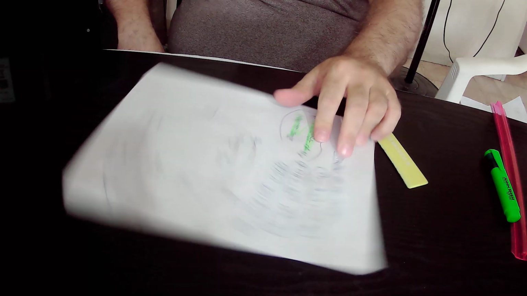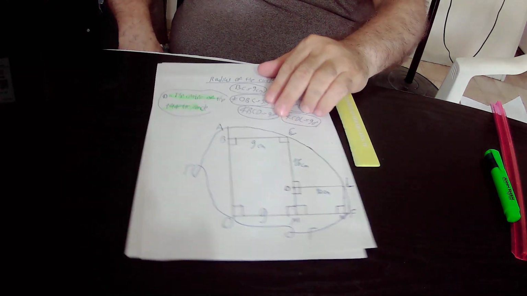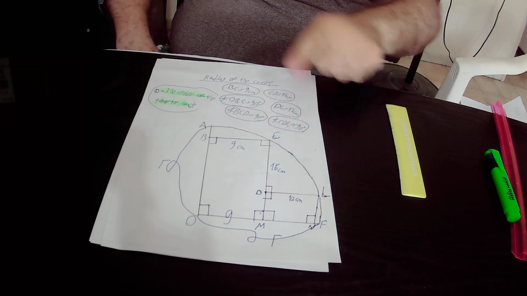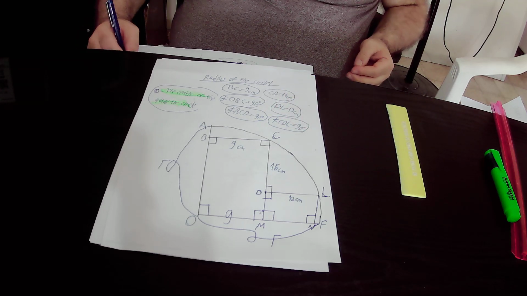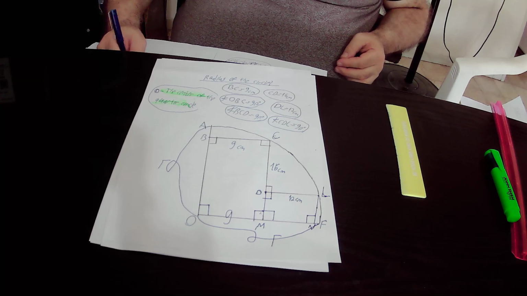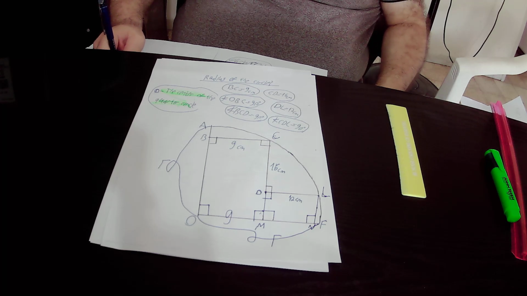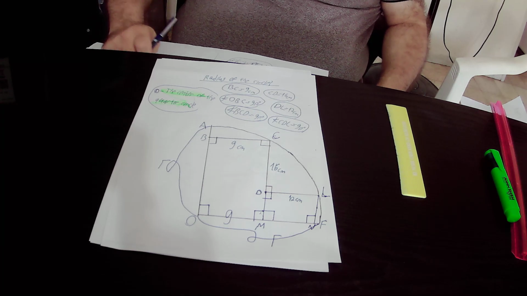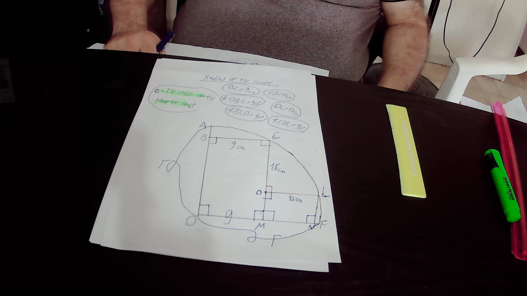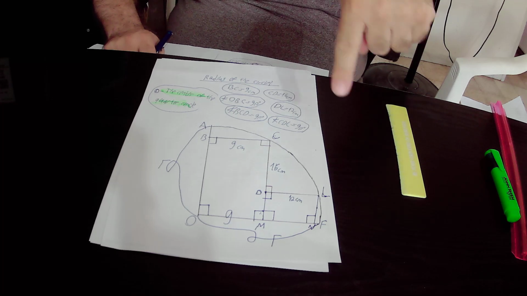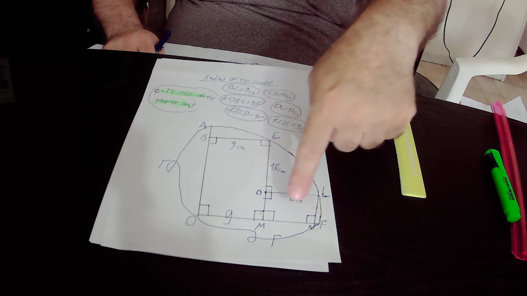Actually, by doing this construction, we created the quadrilateral LDMN. Okay, we created the quadrilateral LDMN. And inside quadrilateral LDMN, we have 1, 2, 3 right angles. So I repeat again, inside quadrilateral LDMN, we have 1, 2, 3 right angles.